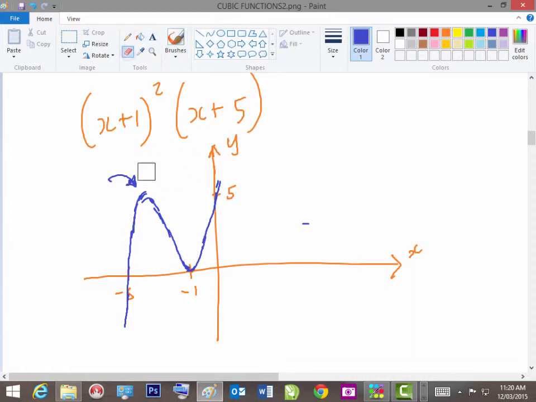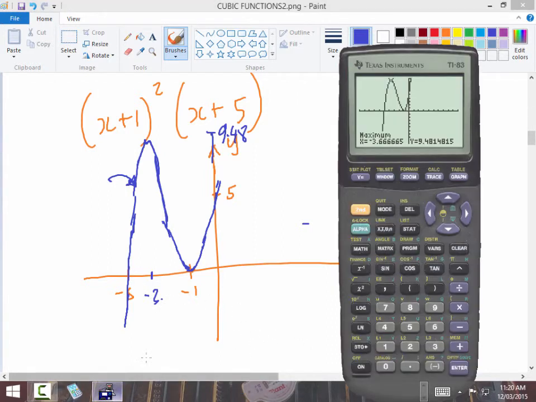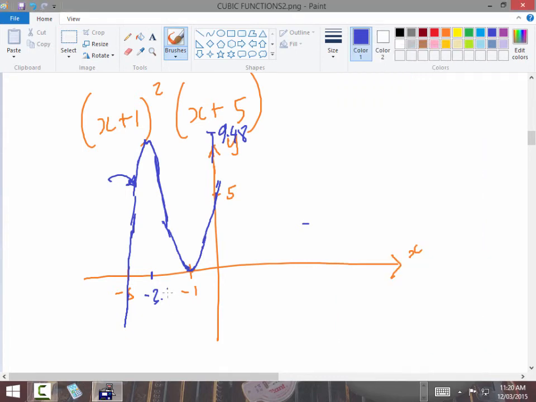So this graph would have to go a bit higher, up to there, about 9.48, and it will turn at, we said, -3.67. That's it, and we'll have a look at a few more examples.